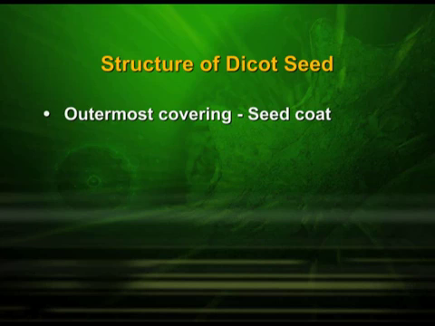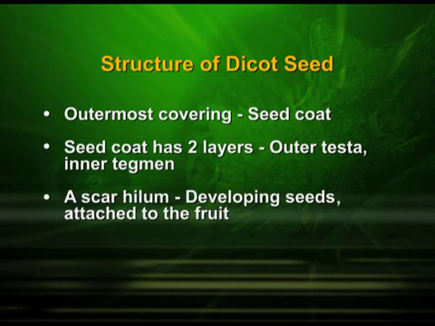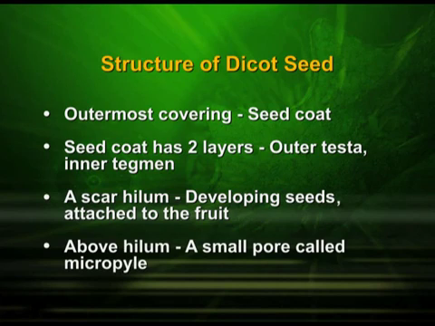Let us have a look at the structure of a dicotyledonous seed. The outermost covering is known as the seed coat, and this seed coat has two layers. The outer one is known as the testa and the inner one is known as the tegmen. A scar, the hilum, is found on it, which is actually the point where the developing seed was attached to the fruit. Above the hilum, a small pore called the micropyle is found.